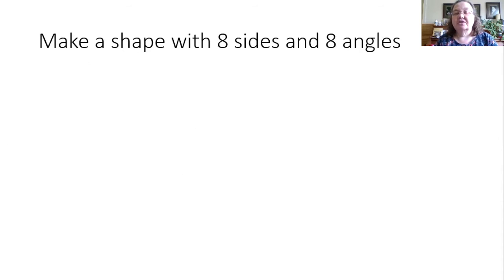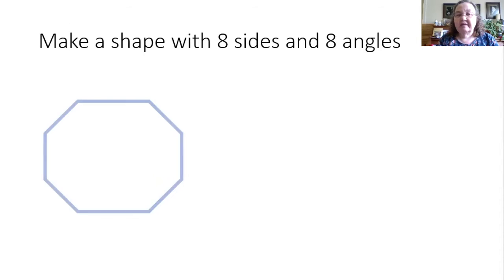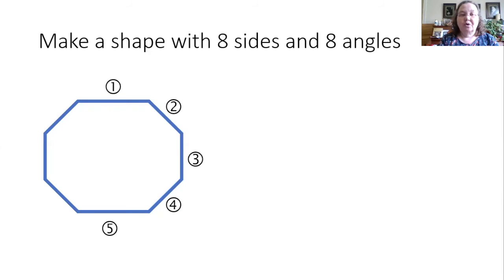This time, make a shape with 8 sides and 8 angles. This is what I made. It almost looks like a stop sign, doesn't it? Let's see if my figure has 8 sides. 1, 2, 3, 4, 5, 6, 7, 8. It sure does. Does it still have 8 angles? Can you point to them? That's right. They do have 8 angles.